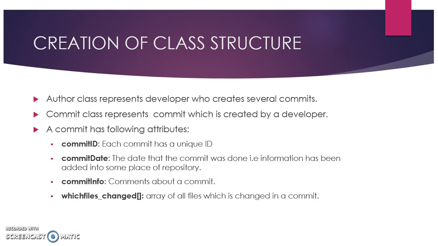The author class represents the developer who creates several commits. The commit class represents a commit which is created by a developer. A commit has the following attributes: commit ID, commit date, commit info, and files changed. Files changed is the array of files which are changed in a commit. All details are here, as you see.